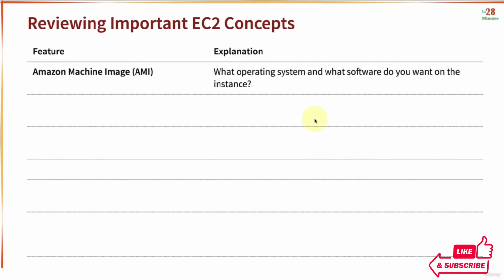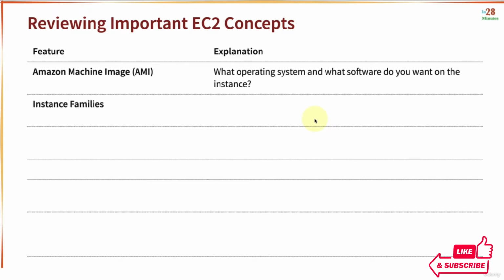That's what AMI represents. It gives you a starting point with a specific operating system, and you can also customize the software that you would want on your EC2 instance. AWS provides a number of pre-built AMIs. You can also take these AMIs, customize them for your enterprise, and use them as AMIs as well.